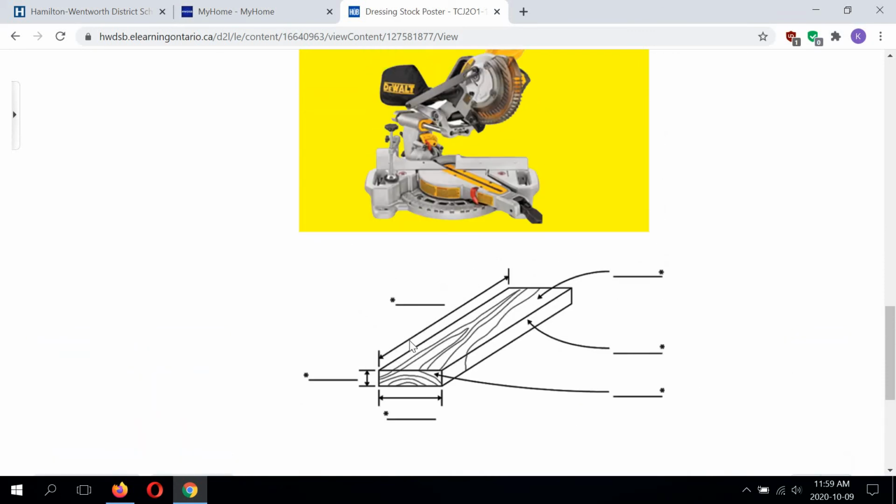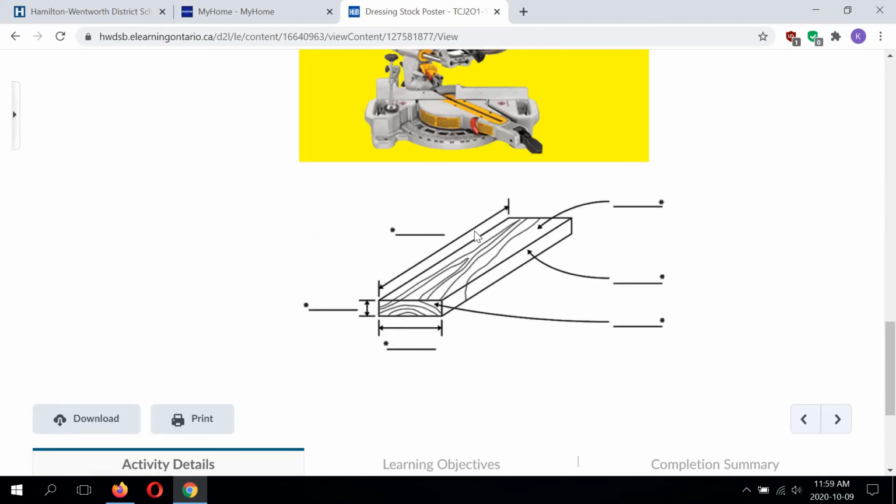Now, here's a board that's dressed, so it looks like it has 90 degrees to all ends, faces, edges, and so on. To label this, the longest dimension on a board, running here to here, is considered a length. Sorry, this is not labeled. This is something you can make a sketch of at home and label. So we would call this length. The size between the longest and the smallest is considered the width.